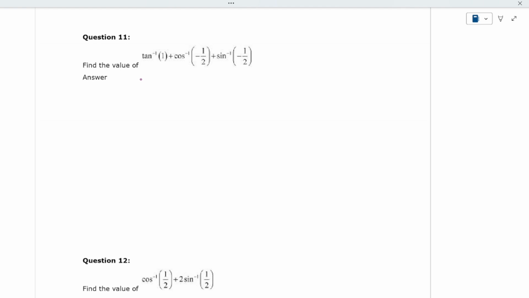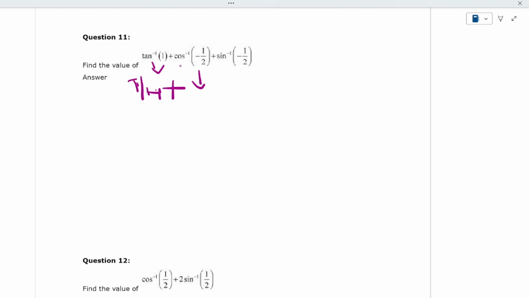You have to see here, tan inverse of 1, cos inverse of minus 1 by 2 plus sin inverse of minus 1 by 2. Now let's solve stepwise. First, let's solve tan inverse of 1. Tan inverse of 1 would be equal to pi by 4. The same way you have to find the principal value for all and add. Now for cos inverse of minus 1 by 2, as previously we have solved.